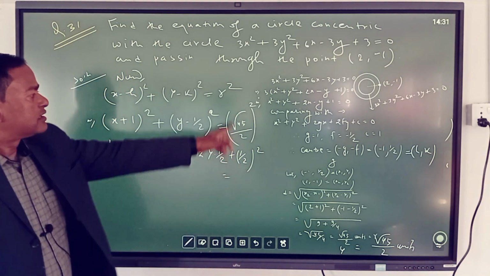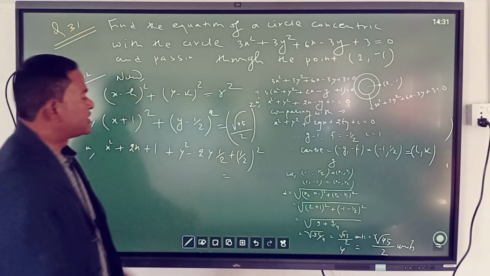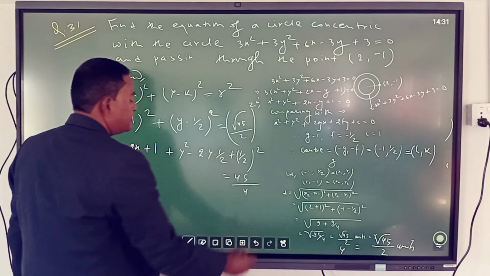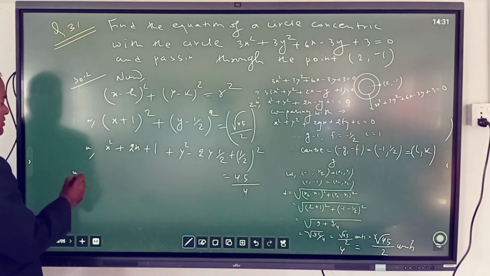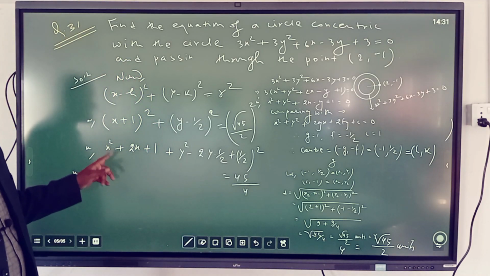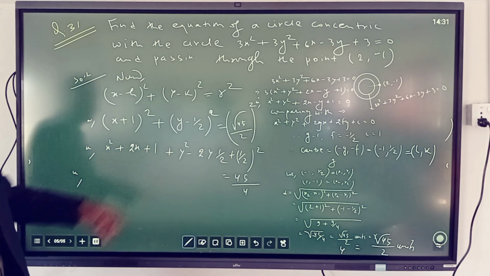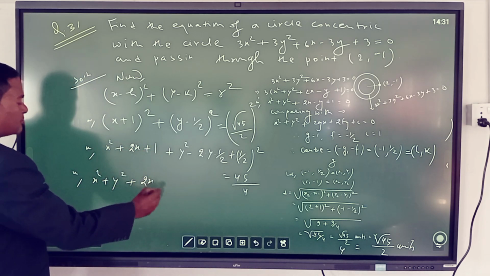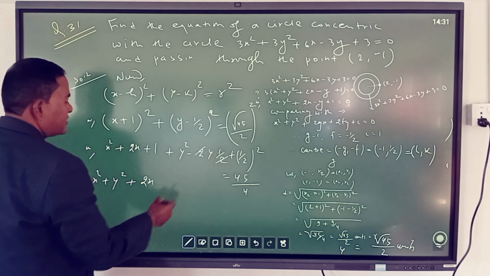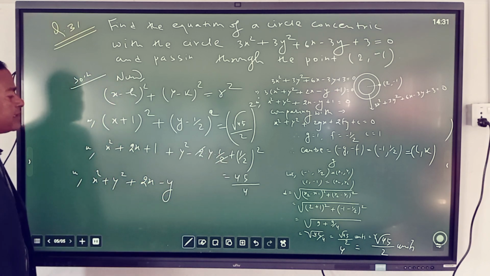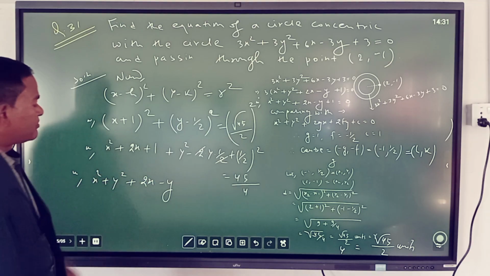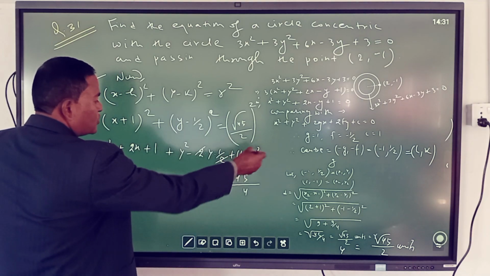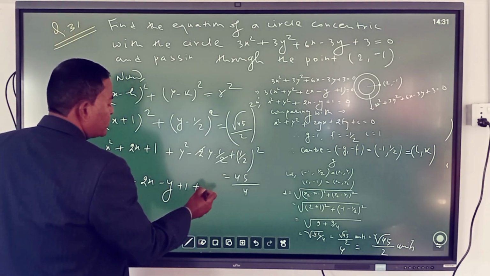Dear students, square and root will cancel, then we get 45, and 2 square will be 4. Now let's arrange the terms: x square plus y square plus 2x, 2 to cancel, minus y. Then the remaining terms are plus 1, and 1 by 2 whole square means 1 by 4.